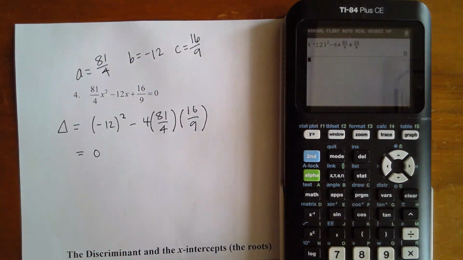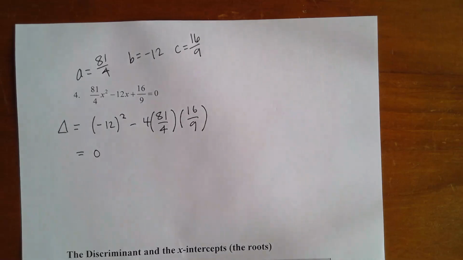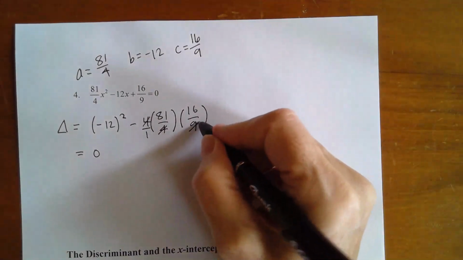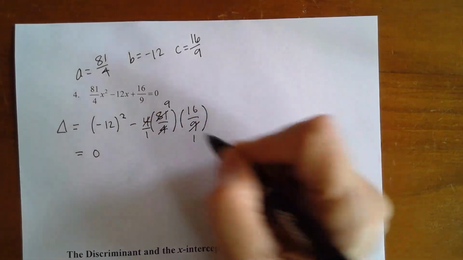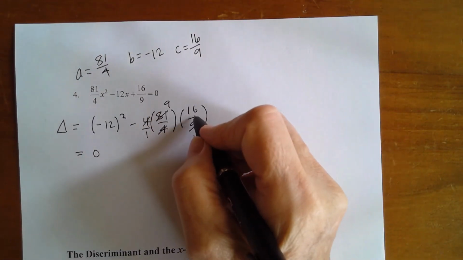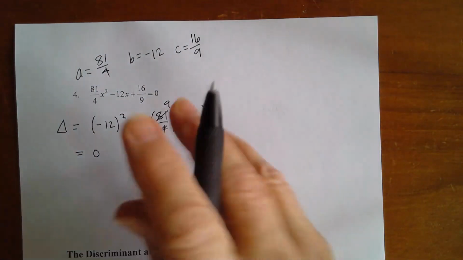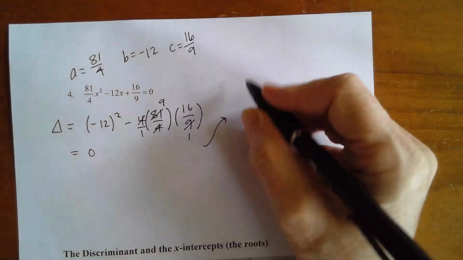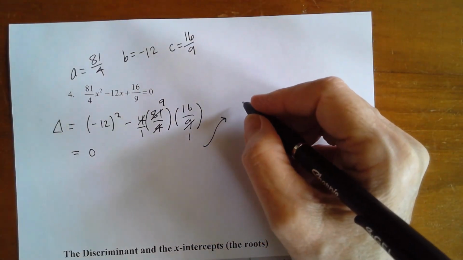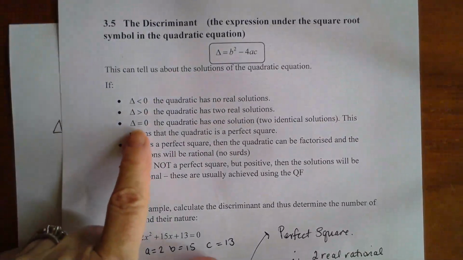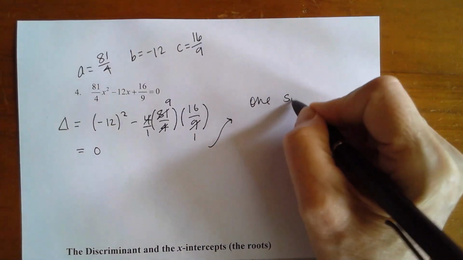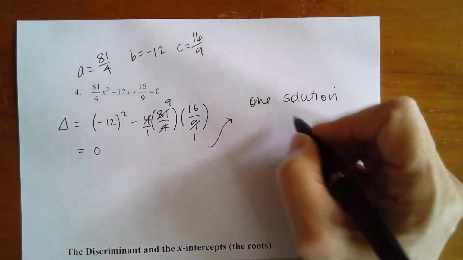I would hope that you could do that by hand as well. This 4 is like 4 over 1, so these cross out. The 9 goes in here, and 9 times 16 is 144, and 12 squared is 144. So you could do that by hand as well. Let's look, what are we going to say? A discriminant of 0 means the quadratic has one solution, and it's going to be rational.